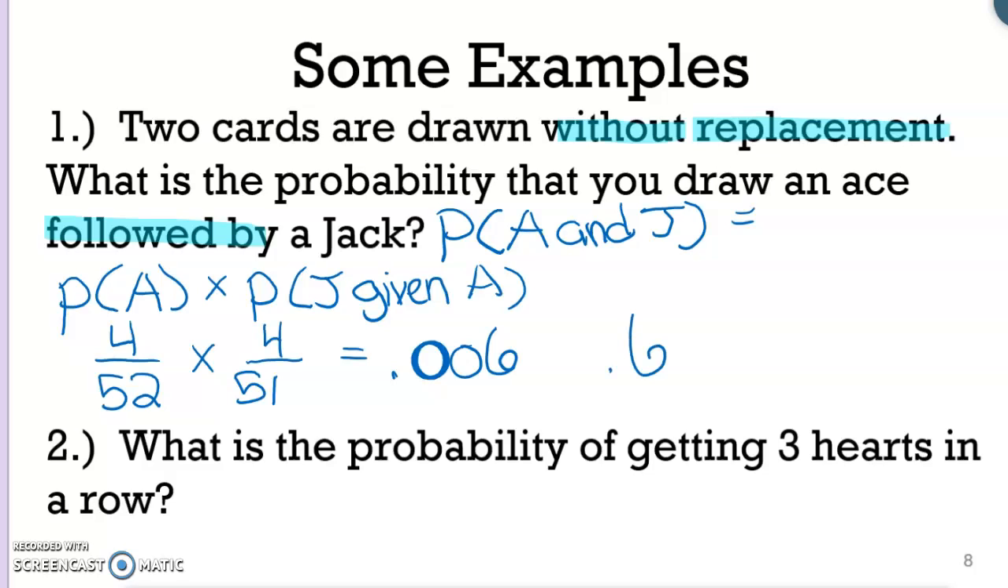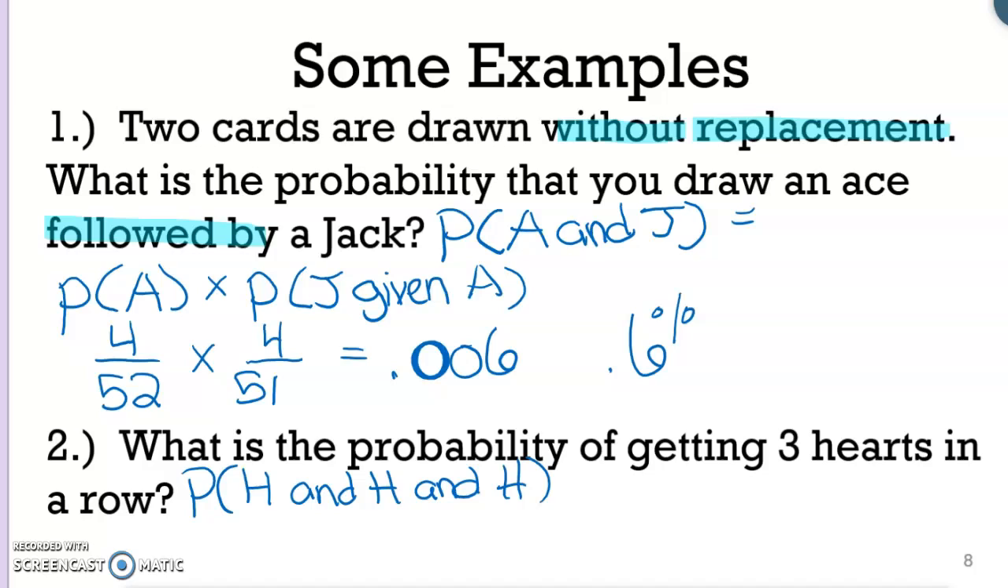So it is very unlikely that you would get an ace followed by a jack. This is 0.6%. All right, let's try another one. What is the probability of getting 3 hearts in a row? So this is the probability of getting a heart and a heart and a heart. Now again, we're not replacing the cards.